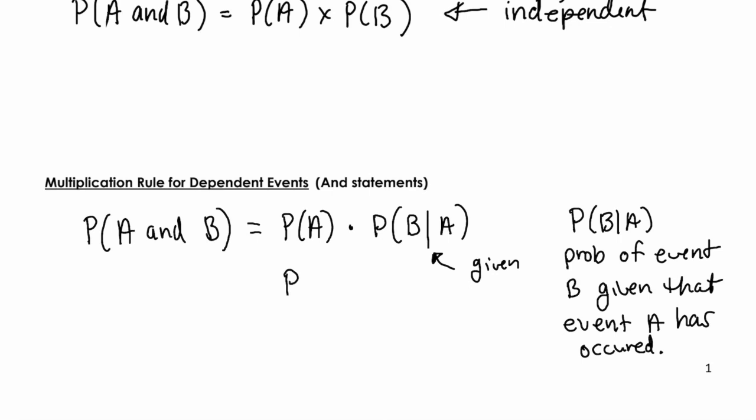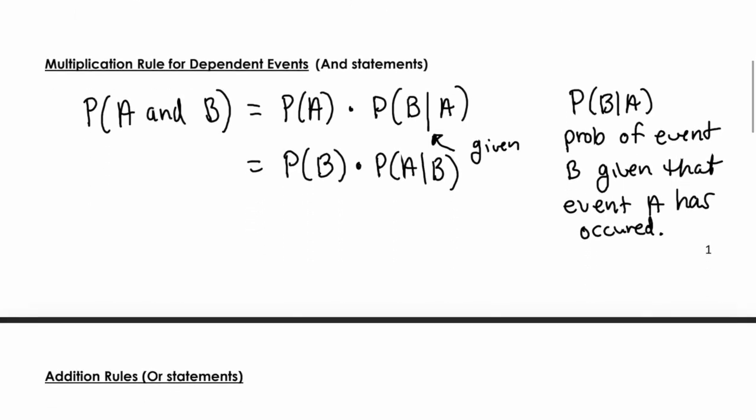Now, we could also switch the letters around, and it could also be calculated by saying the probability of event B times the probability of event A given that B has already happened. You can use either one of those formulas.